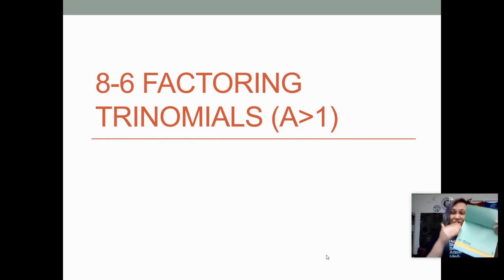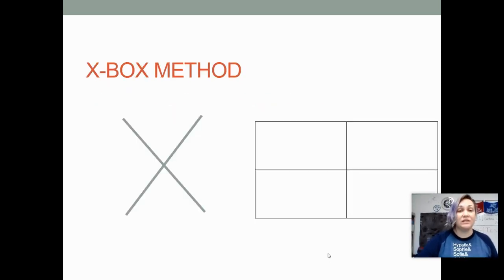Before we jump into our examples, I want to remind you how x box works. Now, this slide you should have already written in your book. Hopefully, it's up here. So you do not need to write this slide down again. But I want to remind you what we learned last week.